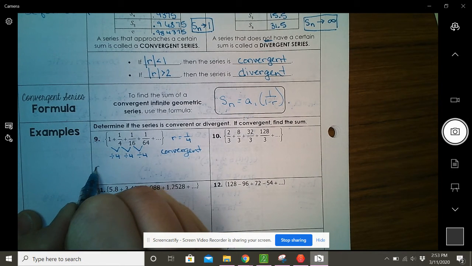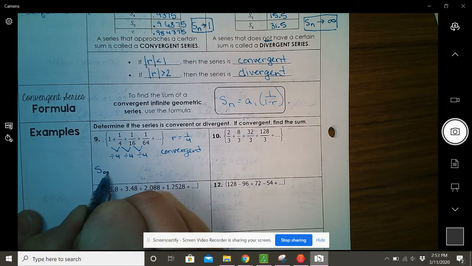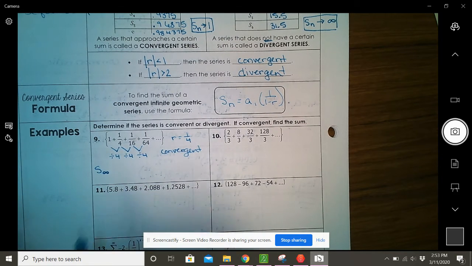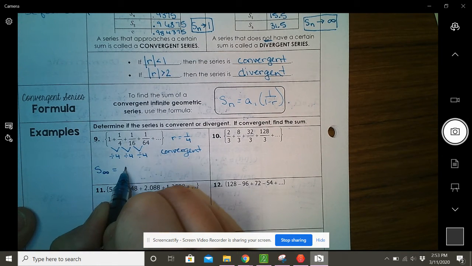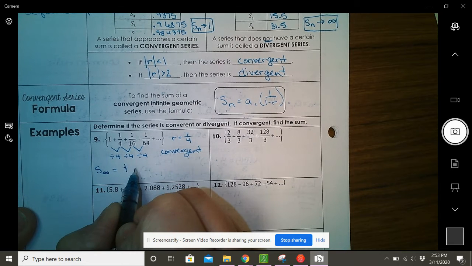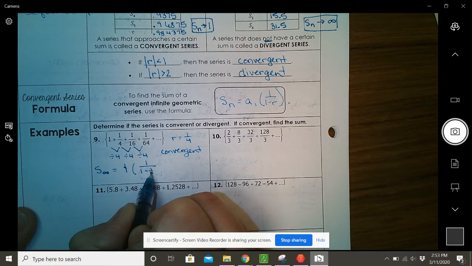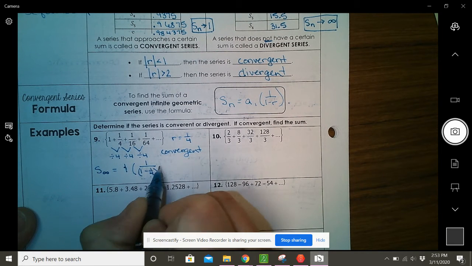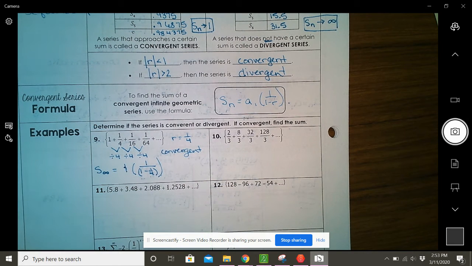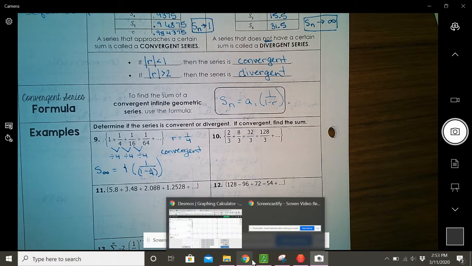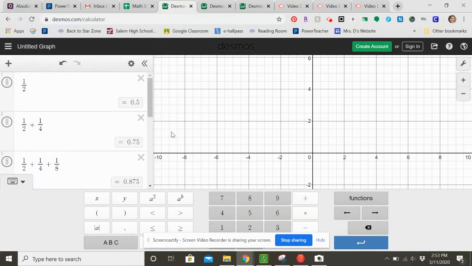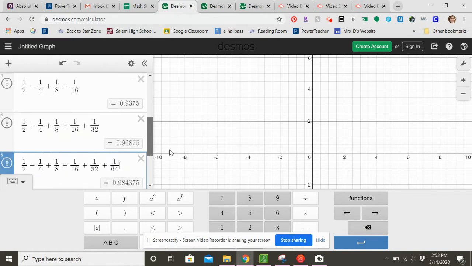This is an infinite series, so our n value is infinite. Our first term is 1, and our r value is 1/4. All right, you know me, I'm going to take this over to Desmos to help me with this math. So let's get on over here to Desmos.